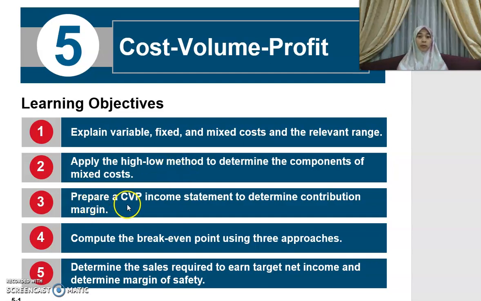The third one, you need to prepare a CVP income statement to determine the contribution margin. Next is to compute the break-even point using the three approaches, and then determine the sales required to earn target net income and determine the margin of safety. Okay, let's look at the first one.